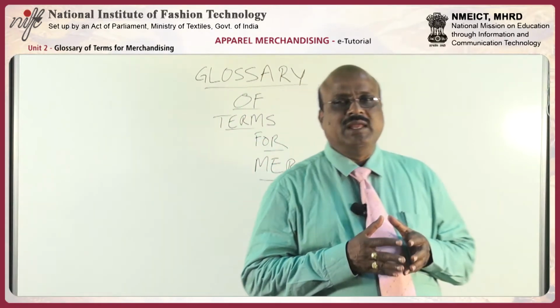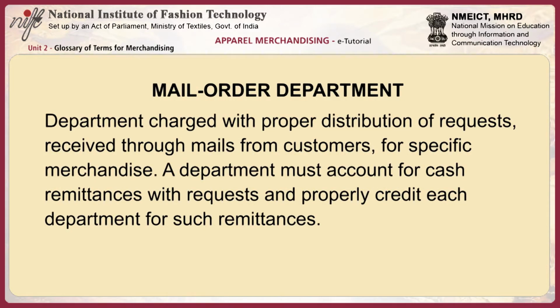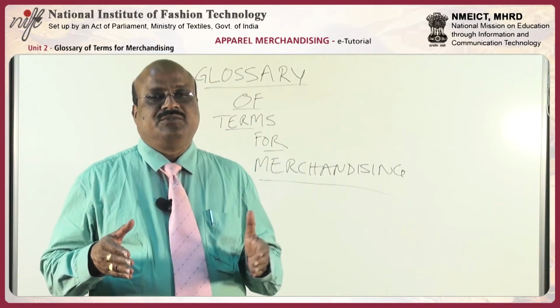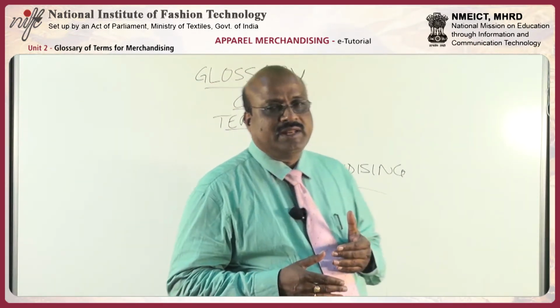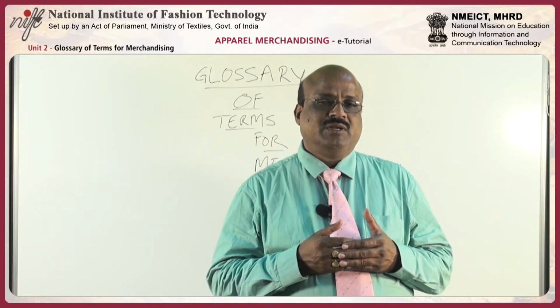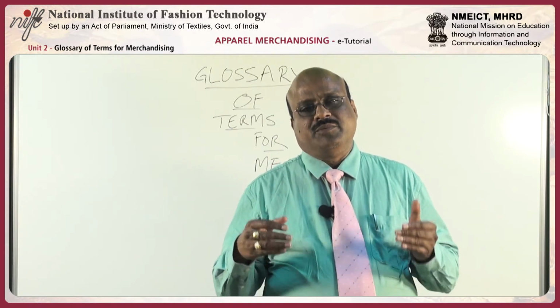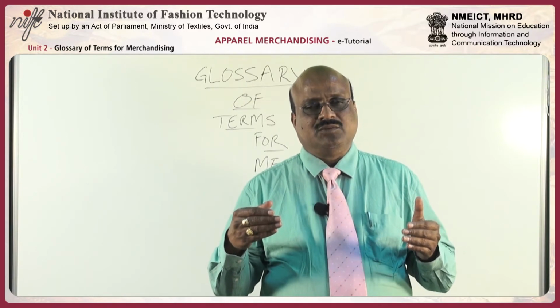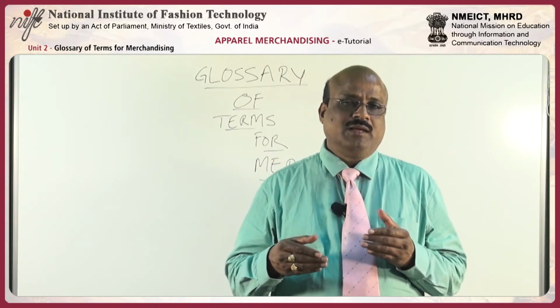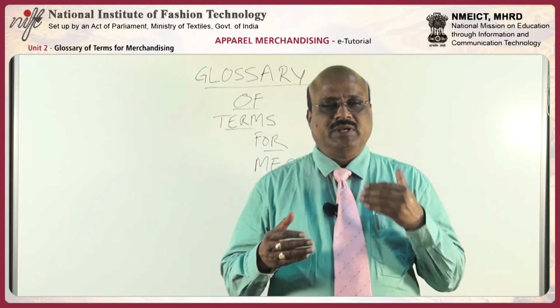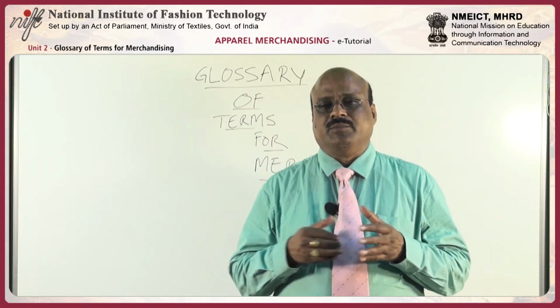The next term is mail order department. Mail order department is the department charged with proper distribution of requests received through mails from customers for specific merchandise. The department must account for cash remittances with the request and properly credit each department for such remittances. That means the mail order department is in charge of proper distribution of requests they receive from customers through mails. The customers will send payment for a particular merchandise, so the mail order department would dispatch the merchandise to the concerned customers, and it is also their responsibility to make cash remittances to the corresponding department. So that is what is known as a mail order department.